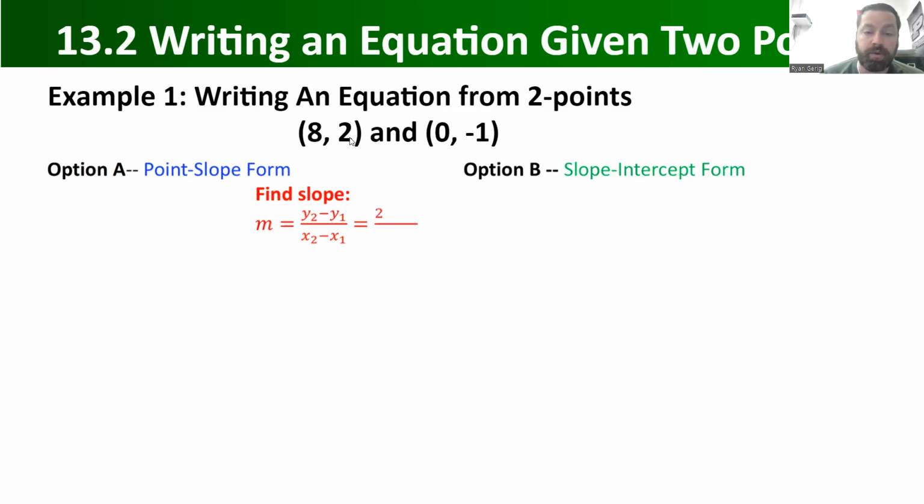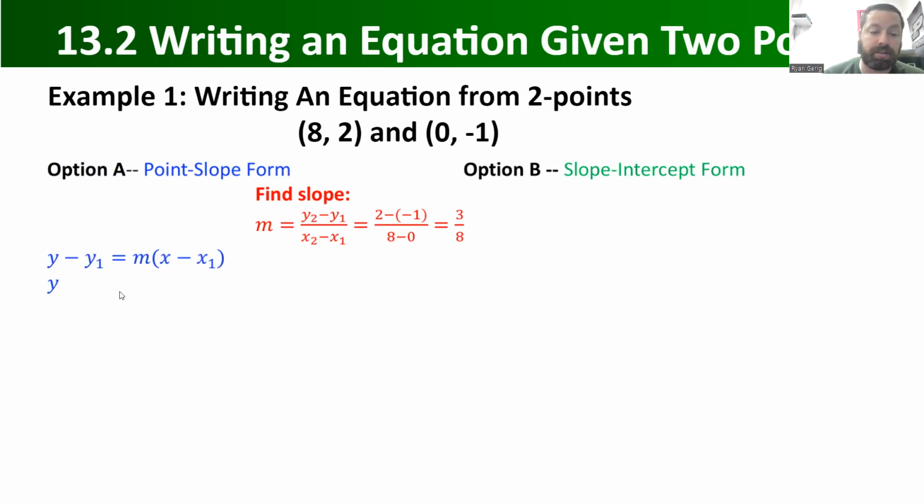I'll start with 2, which is the y value, minus -1. And then the x value that's associated with 2, 8 minus 0. So we're going to use 2 minus -1, that's 3. 8 minus 0 is 8. So the slope of 3/8 we're going to use. And we're actually going to use it in option A or option B. It doesn't matter which one you choose. Let's go with option A right now.